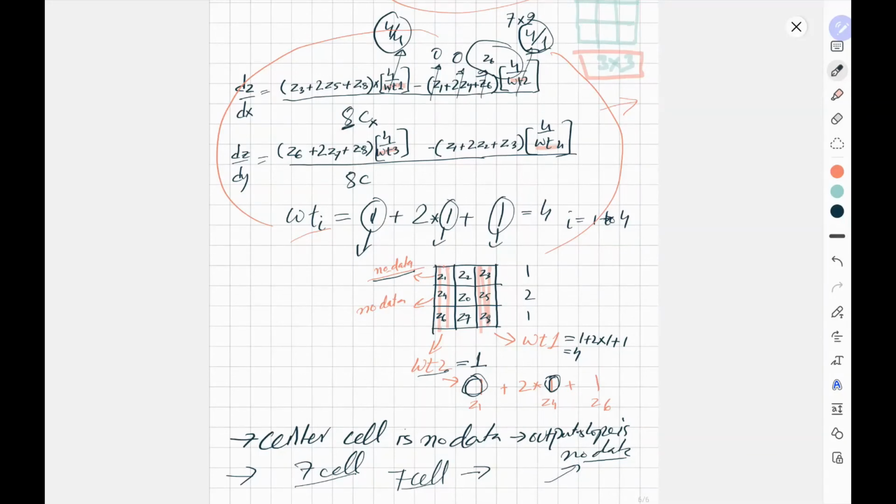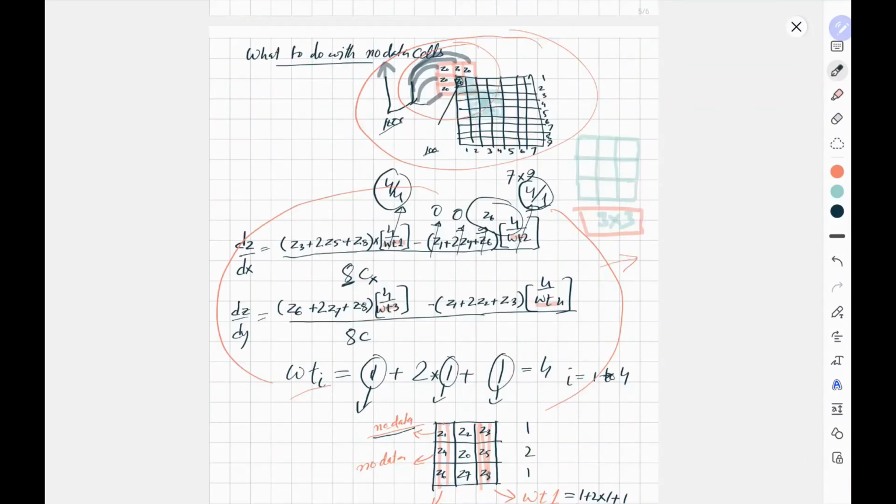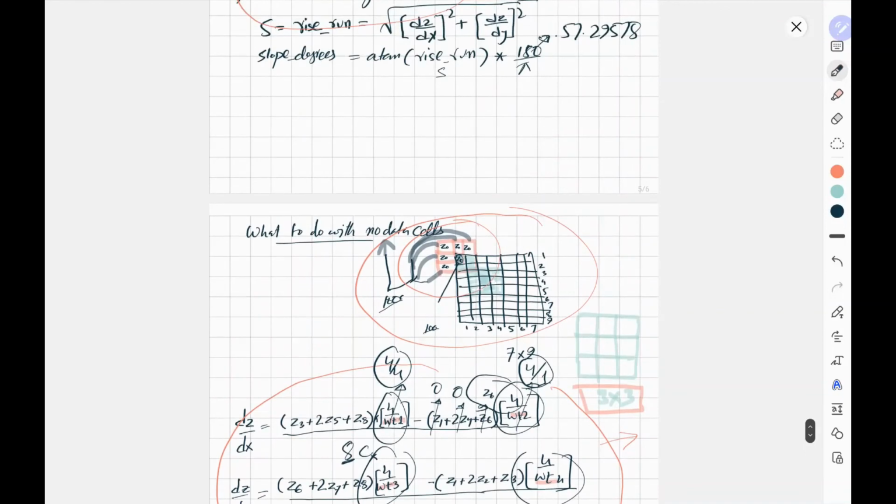Okay, so in this method the outermost rows and columns of the raster will have no data, which I have explained, in which you have these weights. Okay, but there is a way out of this, that you do things as I've explained, and you don't use weights. Okay, and you use the center cell value.